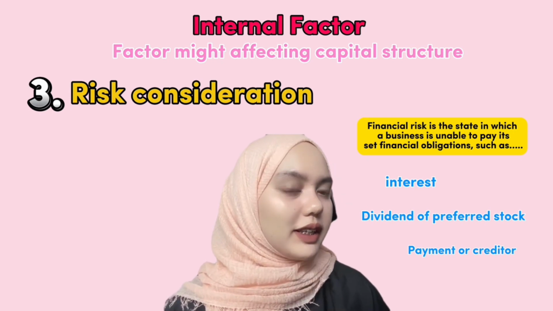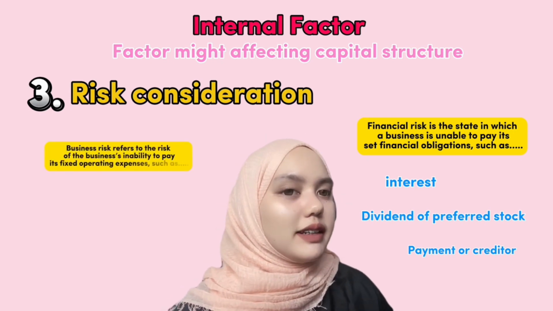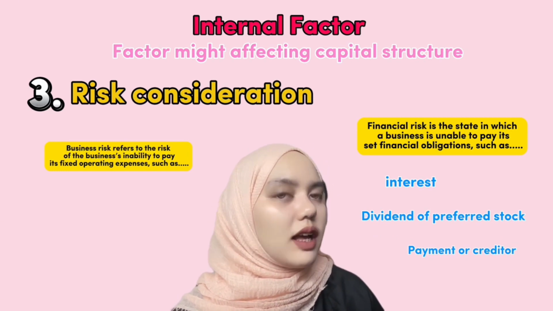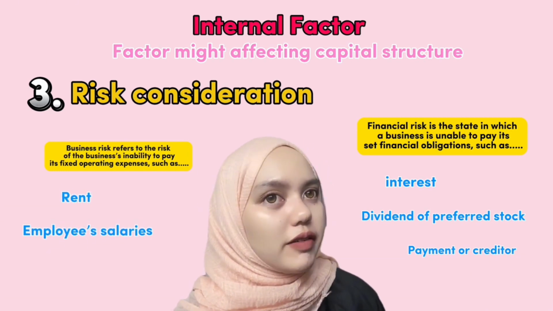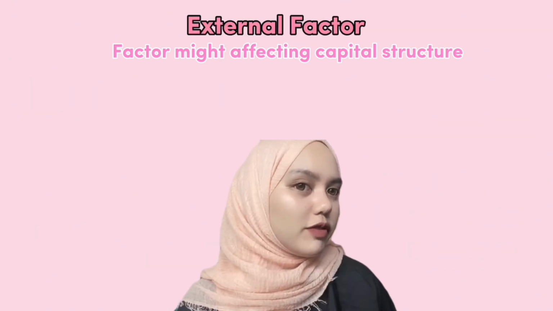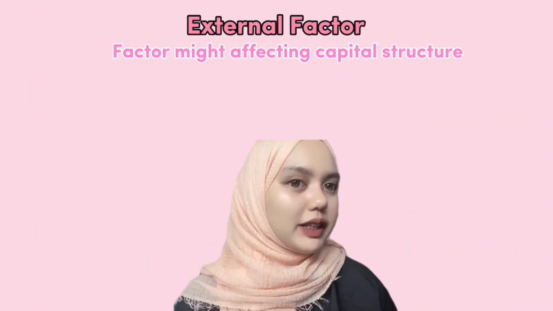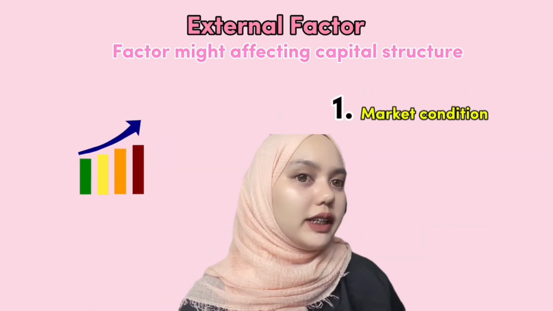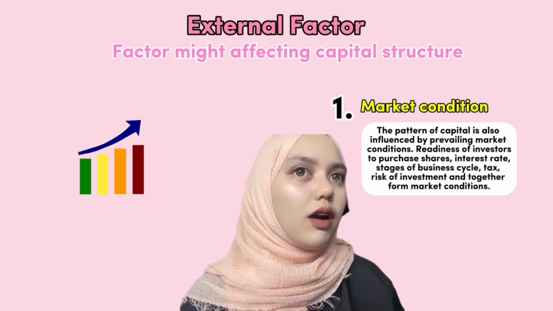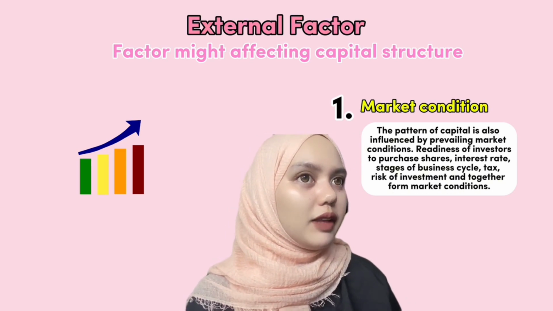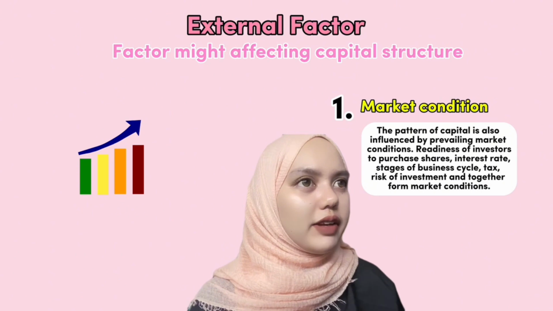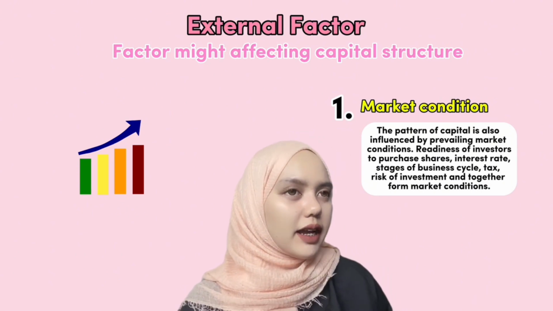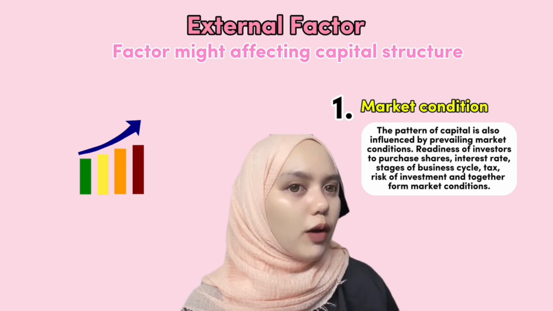The second risk consideration is business risk. Business risk refers to the risk of the business's inability to pay its fixed operating expenses, such as rent, employees' salaries, and insurance premiums. Next, we move to external factors that affect capital structure. There are three types of external factors. Firstly, market condition. The pattern of capital is also influenced by prevailing market conditions such as investors' willingness to purchase shares, interest rate, stage of business cycle, tax, and risk of investment.